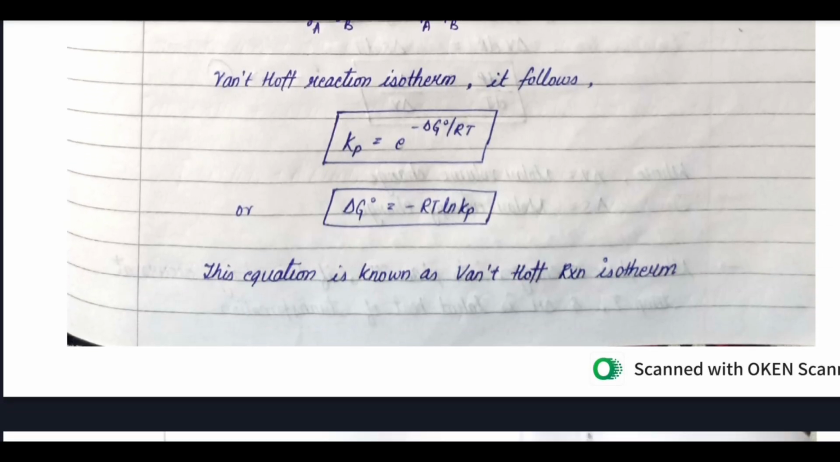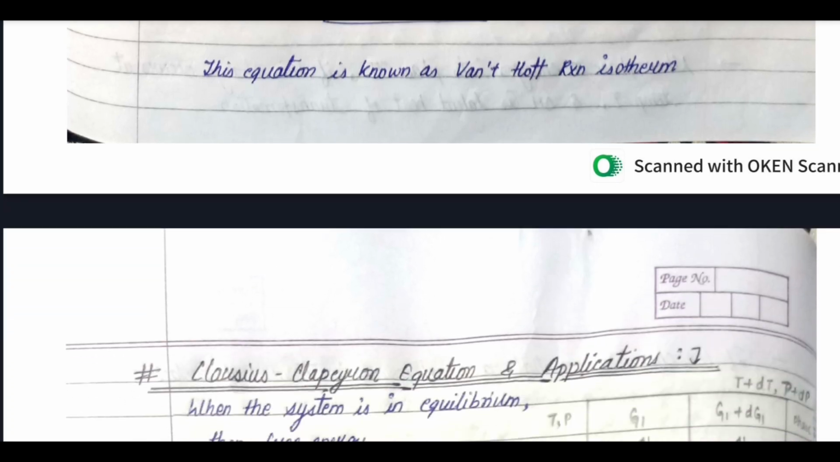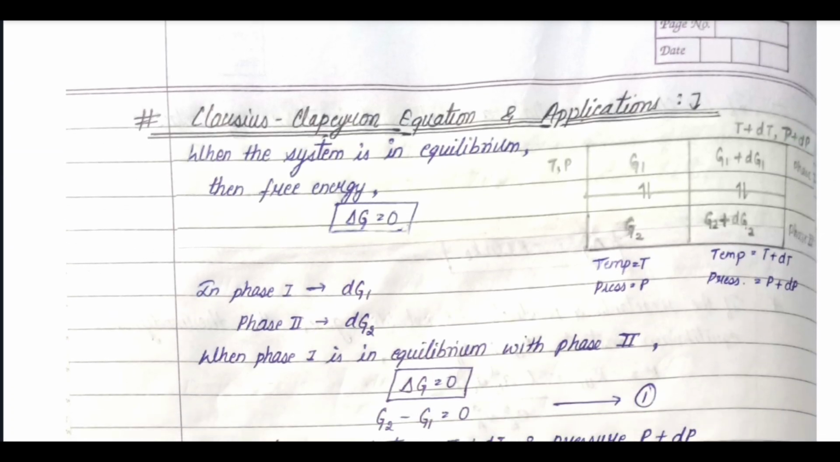So, Van 't Hoff reaction isotherm follows Kp equal to e to the power minus delta G naught by RT, or delta G naught equal to minus RT into ln of Kp. This equation is known as Van 't Hoff reaction isotherm.